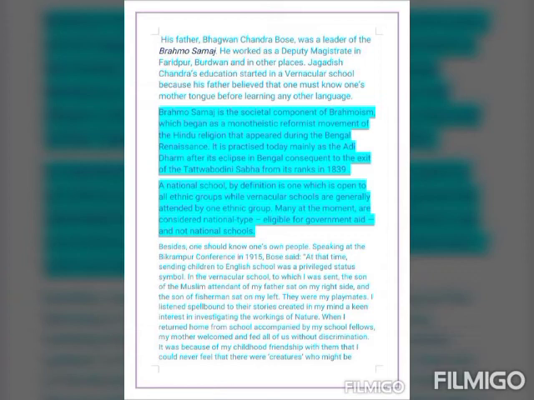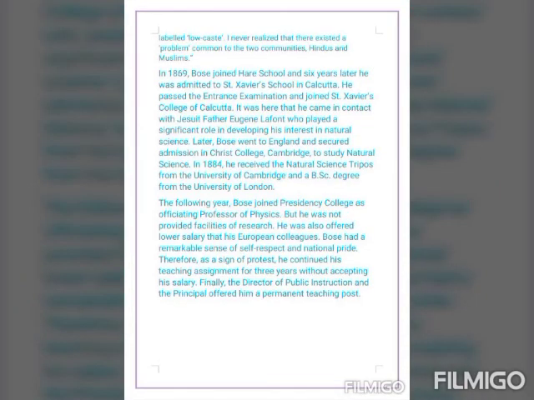So boys, you remember this point, that in that Jagadish Chandra Bose time, there also was a problem, that is caste discrimination, that is low caste, high caste, and that is also a common problem of Hindus and Muslims. So this problem arises from that period. 1869, Bose joined Hare School.